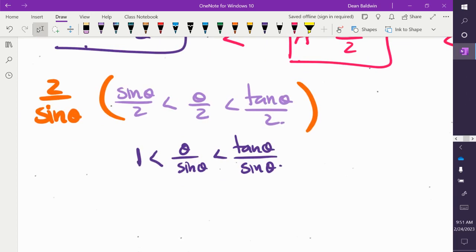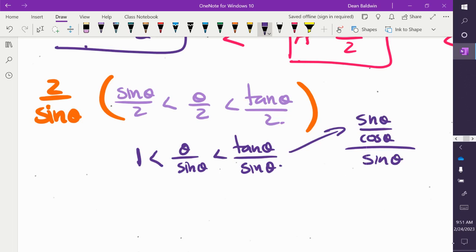I don't want tan theta over sine theta. What's tan? Sine over cos. So tan is sine theta over cos theta, all over sine theta. What does that become? 1 over cos theta. So now I've got this. We got that. All right. Is everybody with me?